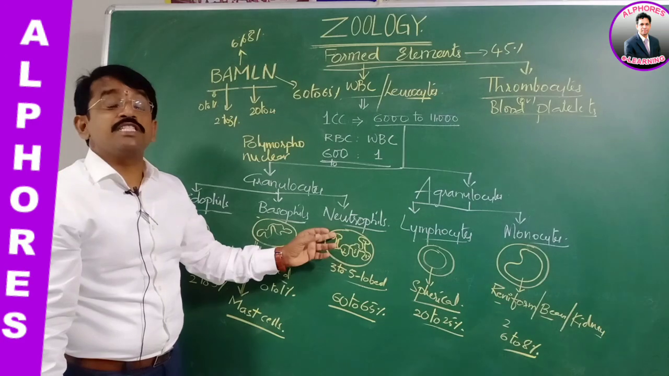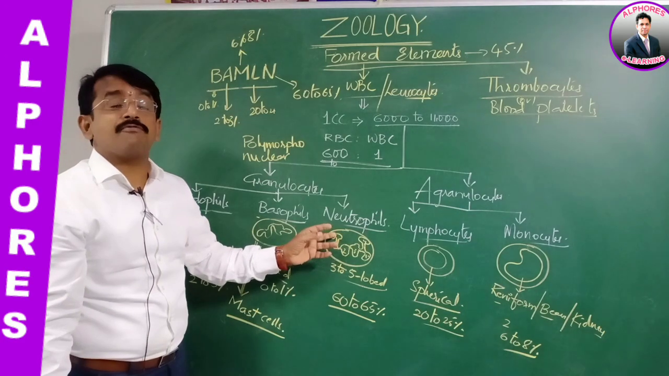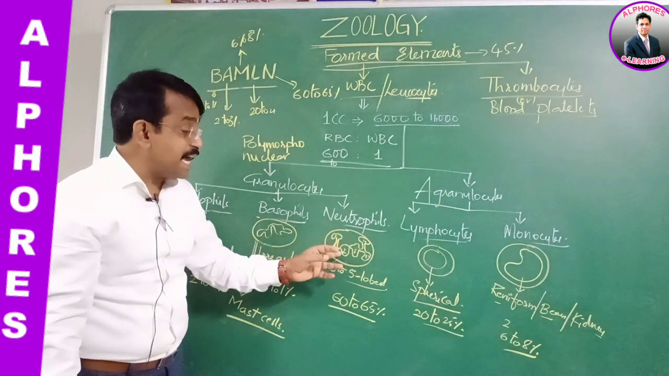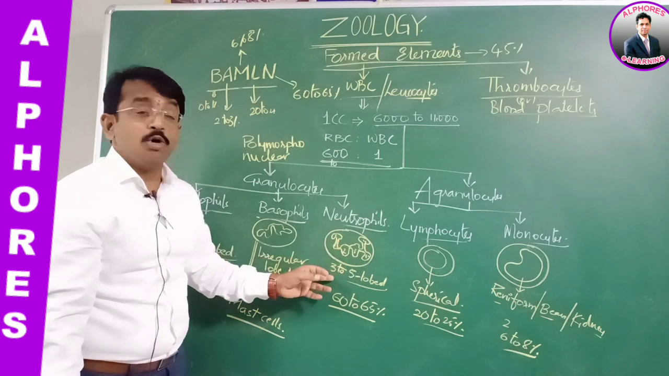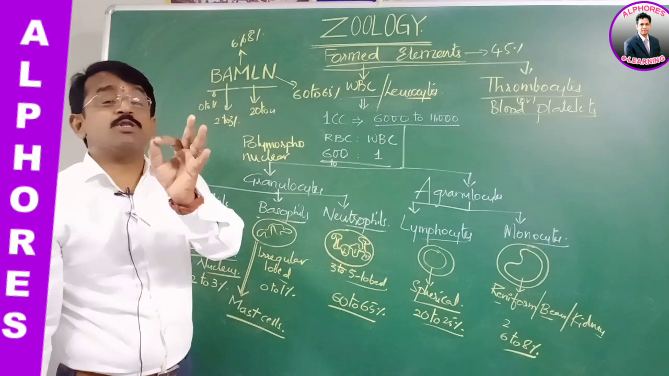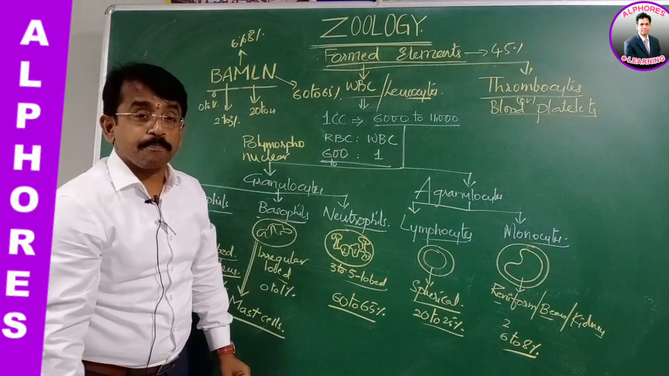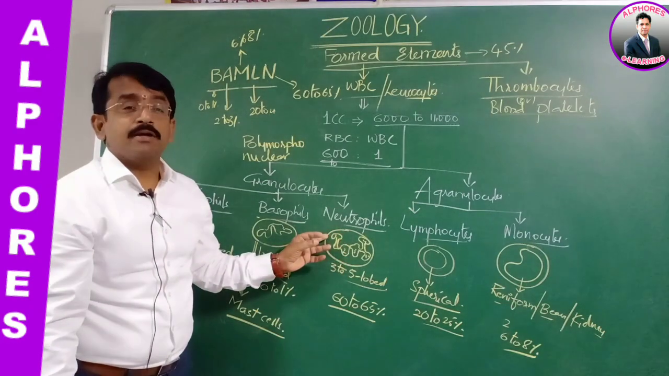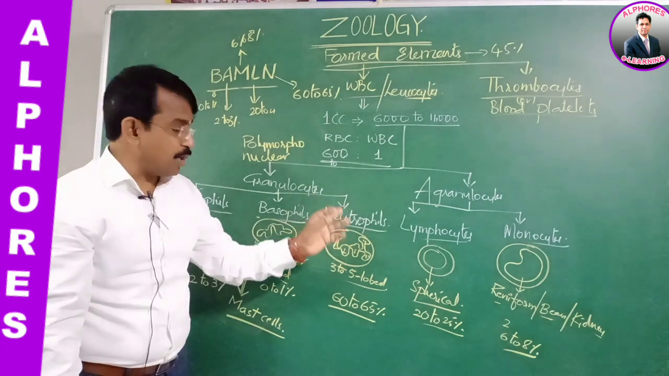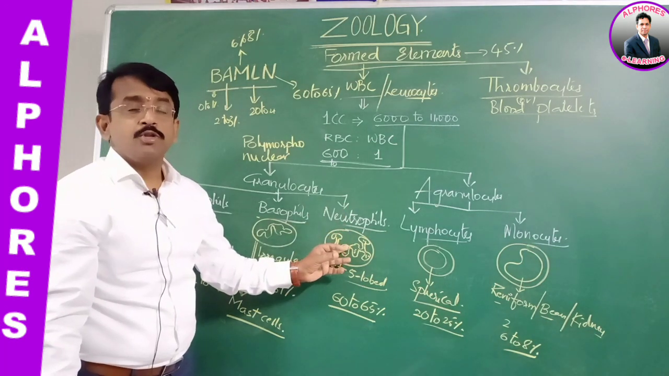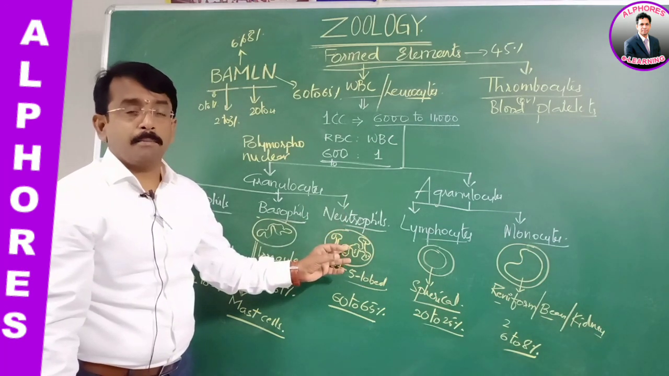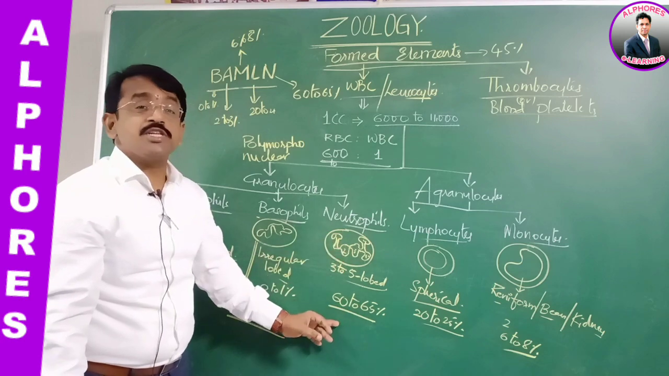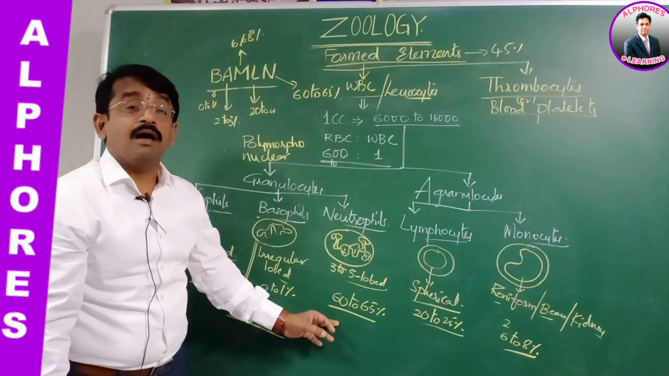Neutrophils are considered to be polymorphonuclear, since they have a 3 to 5 lobed nucleus. These are phagocytic in nature. They are the policemen protecting the body. They protect our body. Neutrophils are phagocytic and are of the largest percentage.